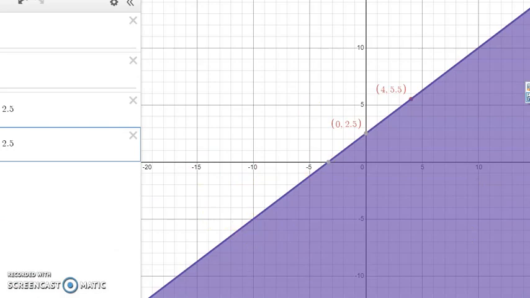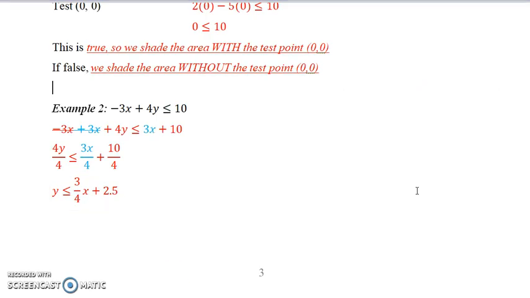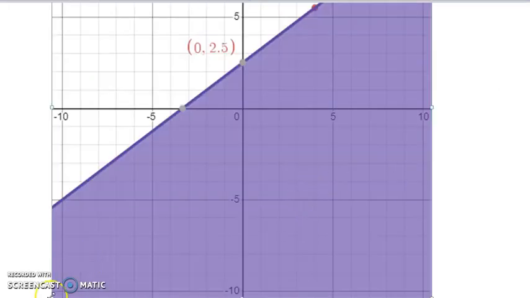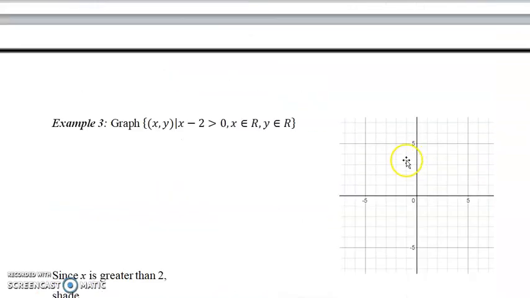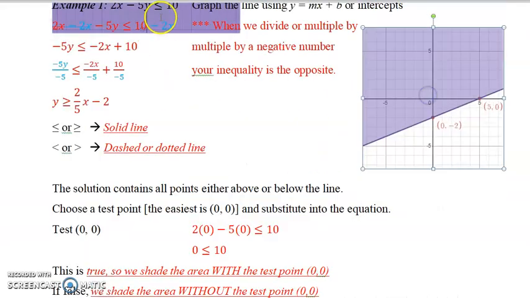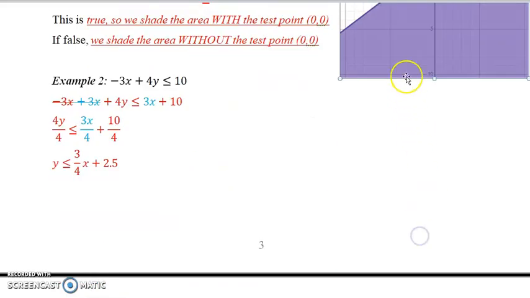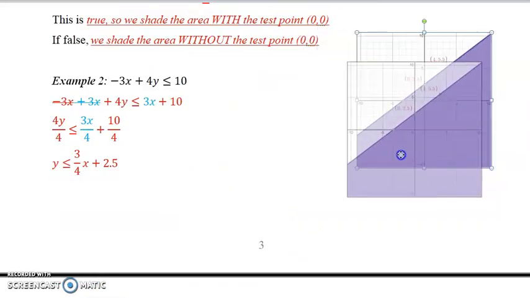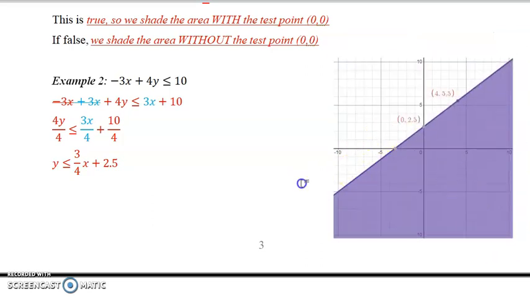Okay? So I'm going to take a picture of that and put it in our notes. There's our graph. Just a little bit big, but I can just make it a little smaller there. And there we are. Okay, there's our graph. Remember, solid line, because the inequality had this symbol there. It was less than or equal to, so we graph underneath, right?